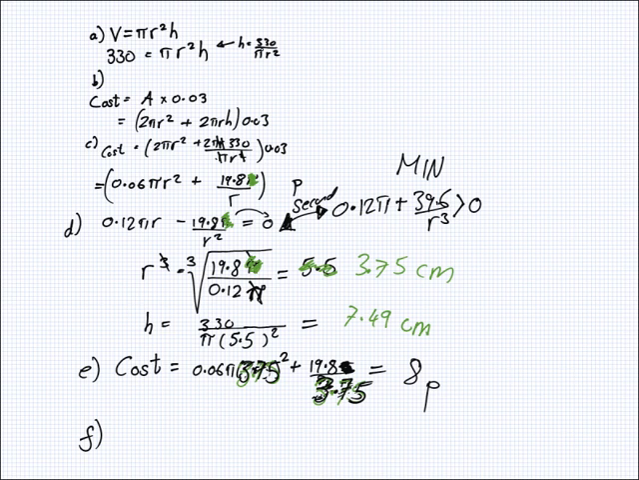If the top and bottom cost twice as much, then at this step this 2 should be 4. So instead of being 0.06, this would now be 0.12. Let's track that. That's 0.12, and then this will be 0.24, and this will be 0.24. So we'll get a different answer if we just change that to 0.24.